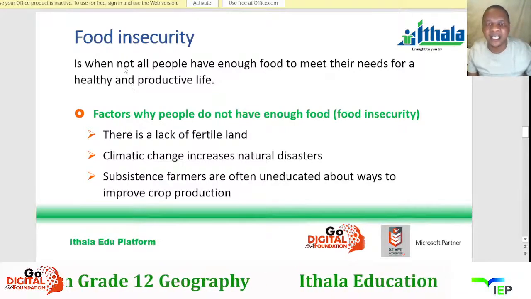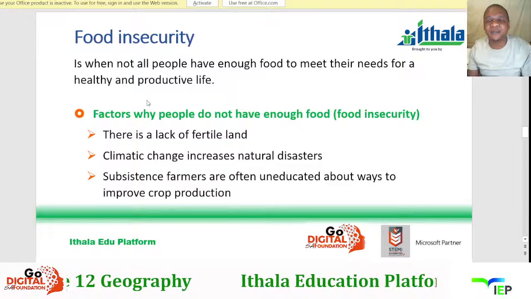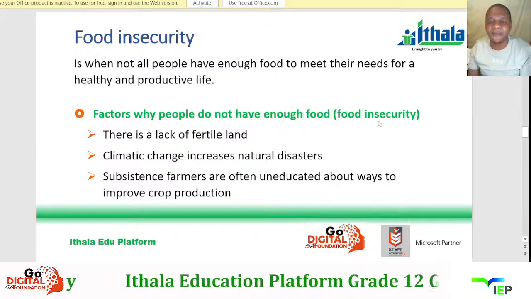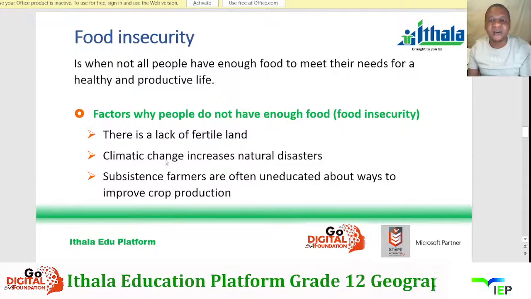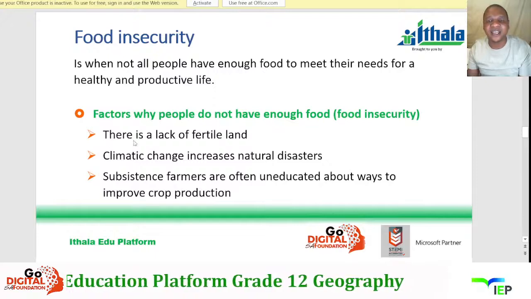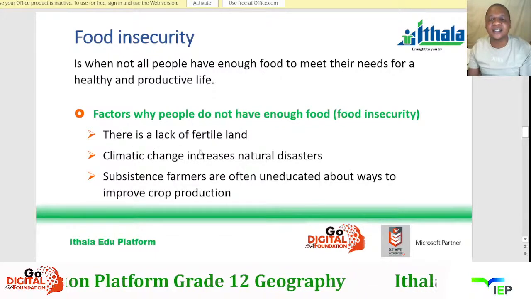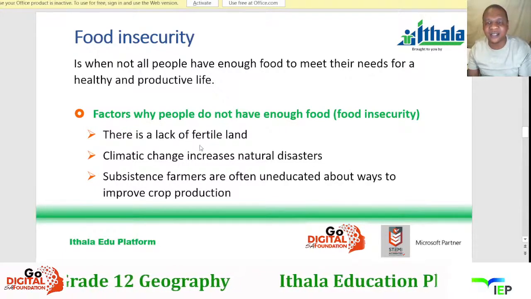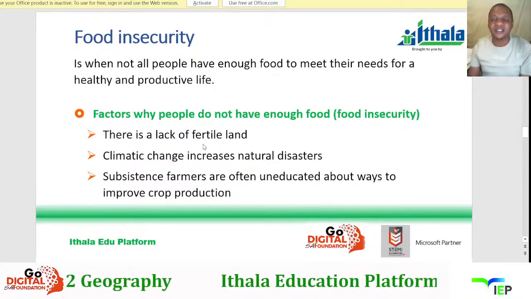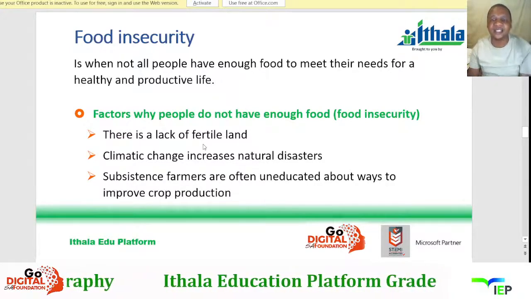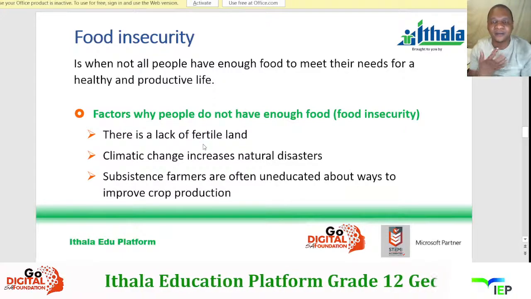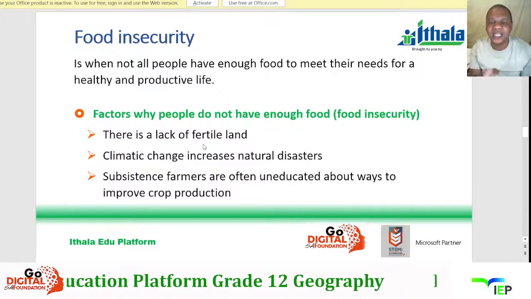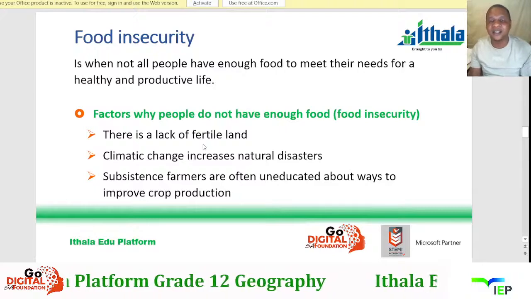Let us look at some factors why people do not have enough food or why there is food insecurity in South Africa. Well, number one, in South Africa there is a lack of fertile land. Whereabouts is the lack of fertile land? We're talking about places in the interior, places in the plateau. Ngizokhuluma nje ngeindawo njengakuBloemfontein kanje. Those areas there, they do not have fertile land kahle kahle or soil.